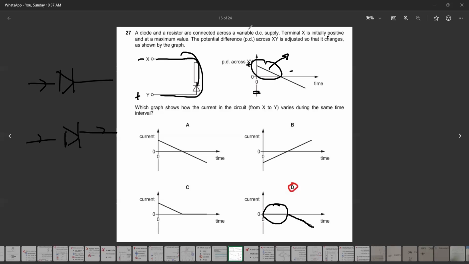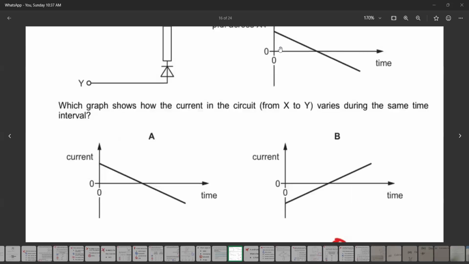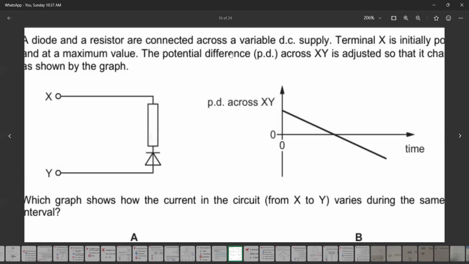The graph part, how the graph works, this graph is simple. See, when X is positive and Y is negative, this is the part of the graph in which X is positive, Y is negative. And then when we use the negative axis of the graph, what does it mean? It means now Y is positive and X is negative, and we are increasing the voltage.